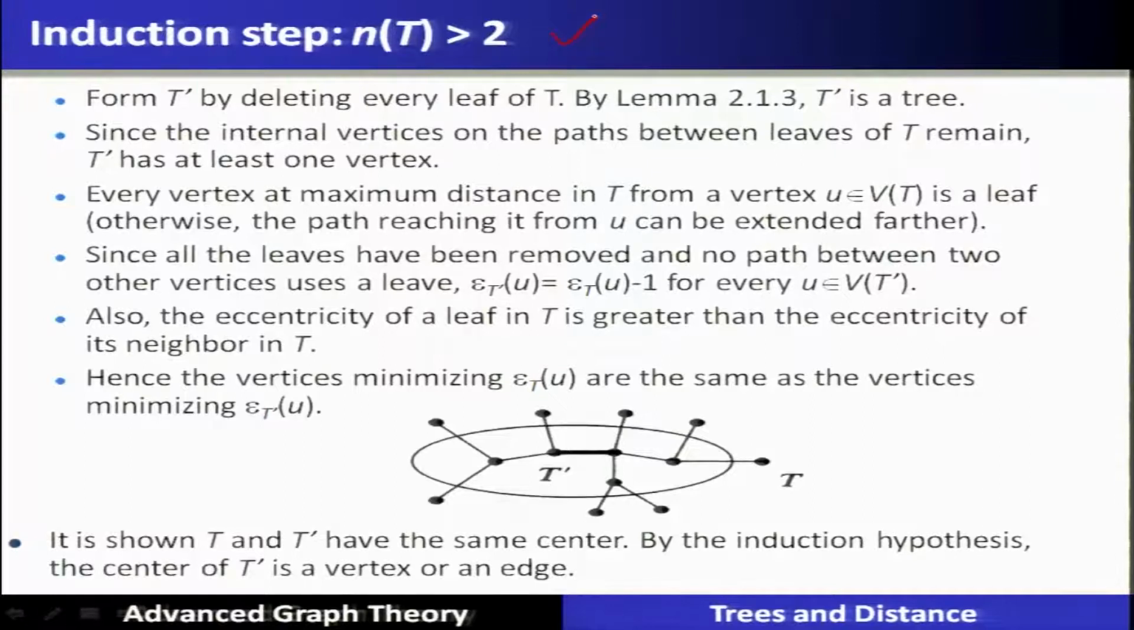Now, form T prime by deleting every leaf of T. By Lemma 2.1.3, after deleting the leaves from a tree, the remaining tree, that is T prime, will also be a tree, since the internal vertices on the path between the leaves of the tree remain. Why? Because only the pendant vertices will be removed, so the internal nodes comprising that particular path will remain. So T prime has at least one vertex.